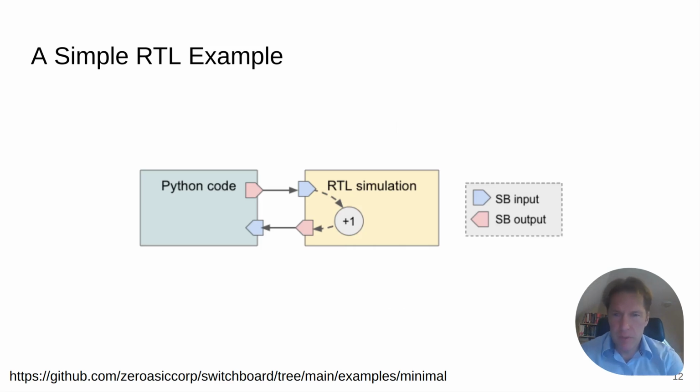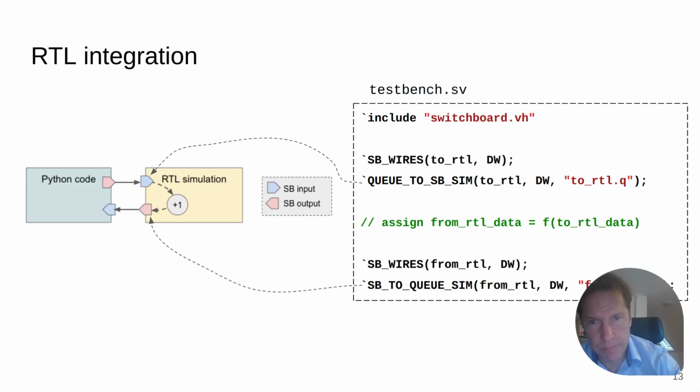So now, if we go into a small example, how would you use Switchboard to go from Python code to drive an RTL simulation in something like Verilator? This is showing writing data into a piece of RTL code, in the RTL code adding 1 to that value, and then sending the data back to the Python world for inspection. And you can find this example up on the Switchboard examples tree.